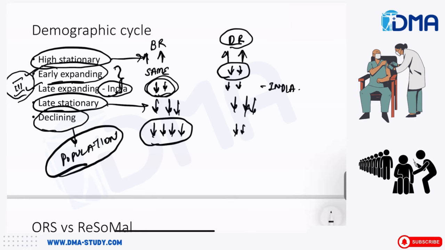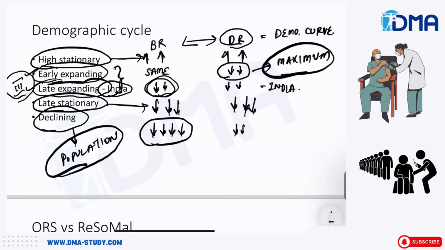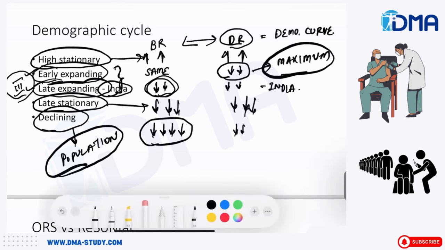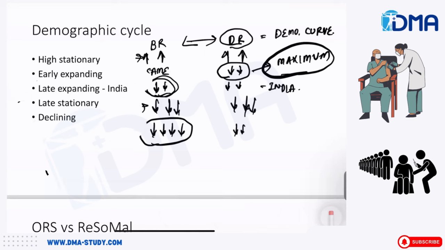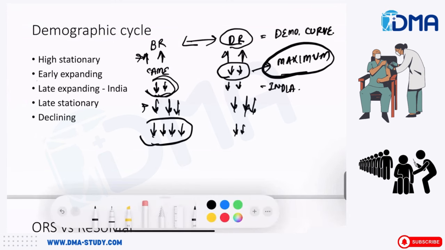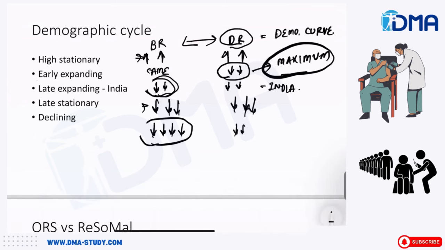So here, we are seeing early expanding and late expanding. The difference between birth rate and death rate forms the demographic curve, and the demographic gap is maximum in stage 2. So I want you to remember 3 points. Number 1, in early expanding, the death rate starts decreasing. In late expanding, the birth rate will also start decreasing. And currently India is present in stage 3, or late expanding, and the demographic gap is maximum in early expanding.